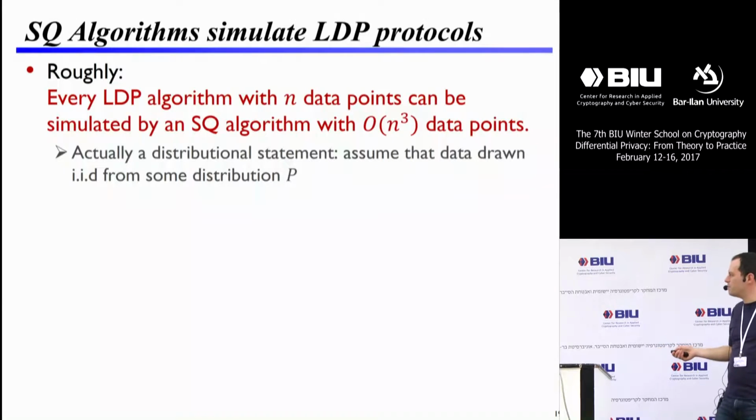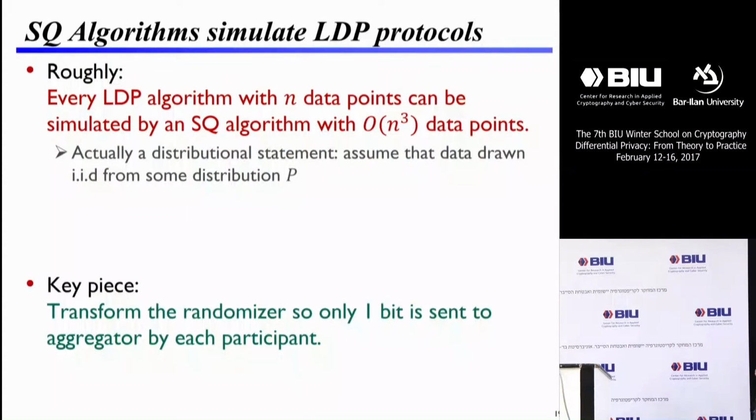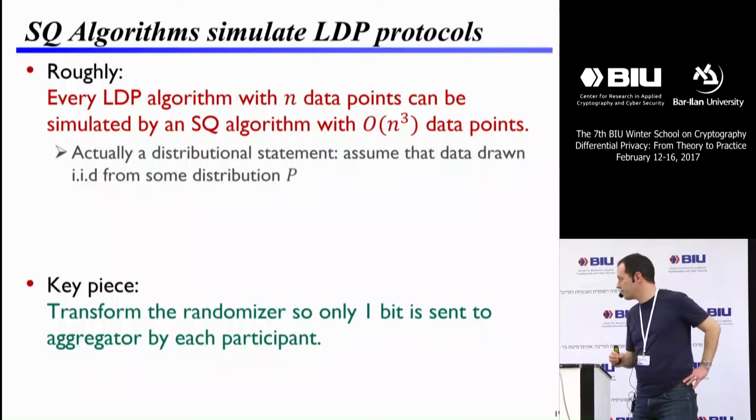To nail this statement down precisely, it's really a distributional statement. You assume that the data are drawn IID from some distribution, and you talk about how the algorithms relate to that distribution. I'm just not going to get into that level of detail, but you can probably reconstruct the statement if you think about it for a few minutes. Okay, what I will tell you about is the idea that goes into it.